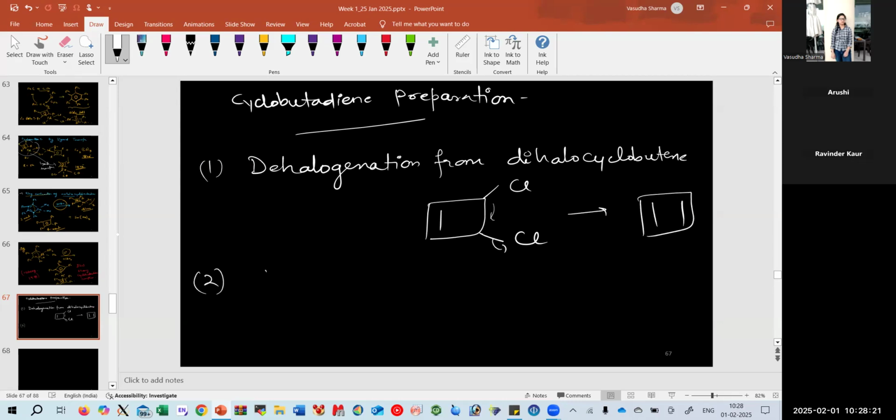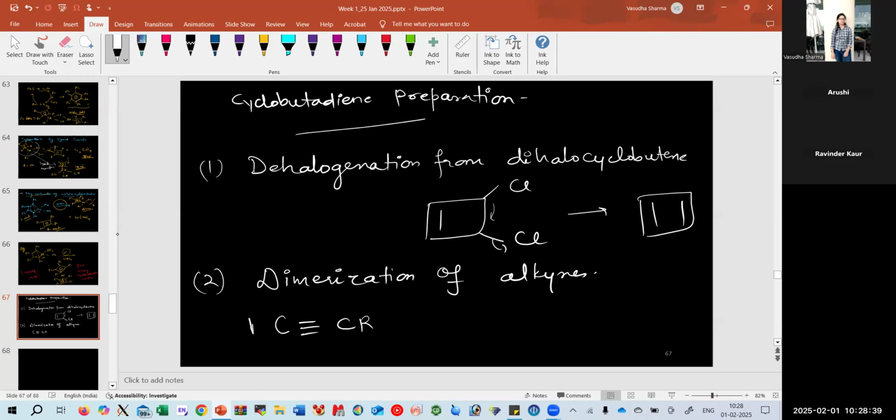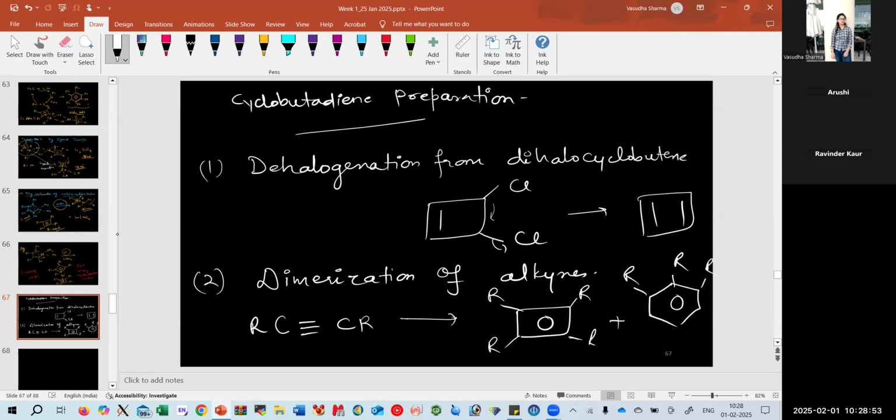The second preparation that we had was dimerization of alkynes. As I said, they don't just dimerize; there is also a possibility of trimerization. And if you have C triple bond CR, it would give you a cyclobutadiene group along with a substituted benzene ring, which would come as a side product.